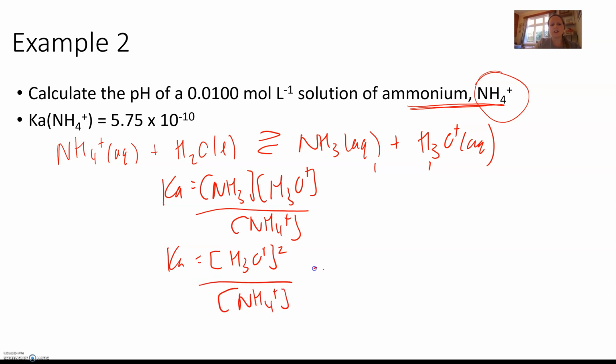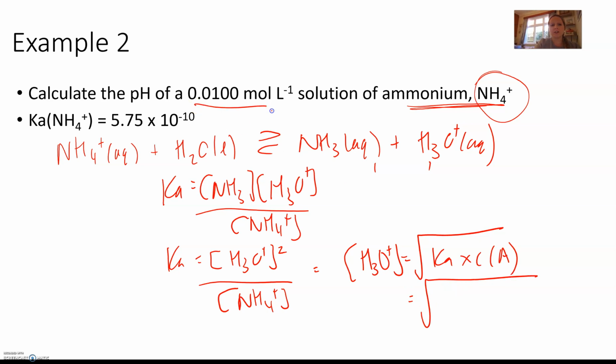We then rearrange, and so the concentration of H3O+ is going to be the square root of your Ka times the concentration of your acid. We're going to use the same concentration of our weak acid at equilibrium because very little dissociates. It's not going to affect its concentration very much. And that should be a 0.01.